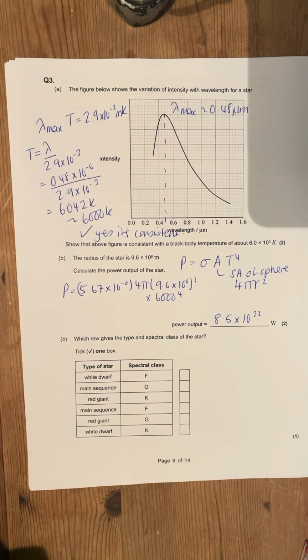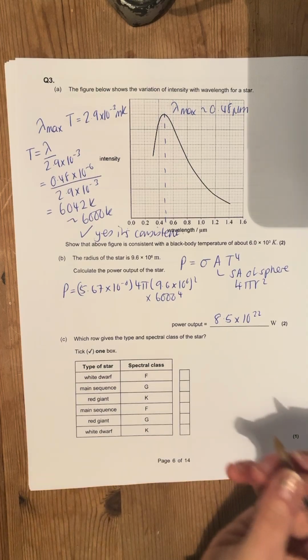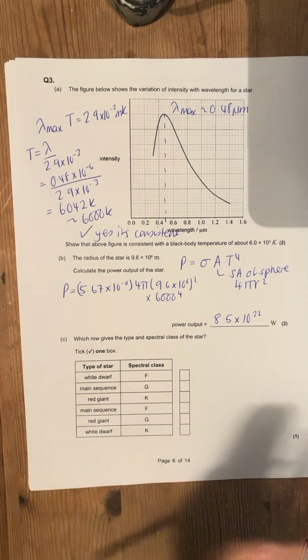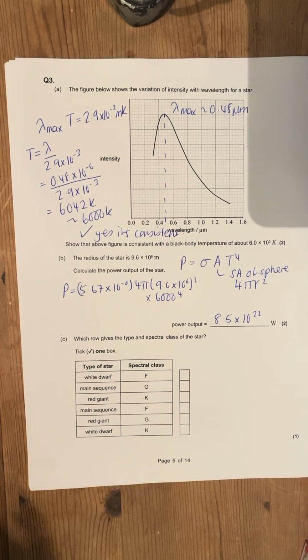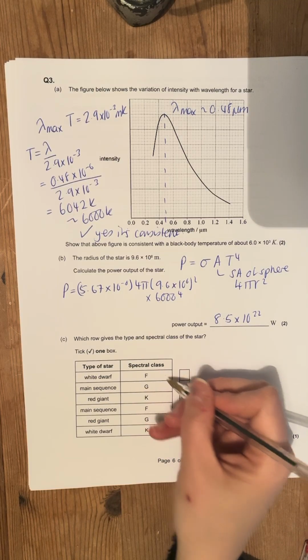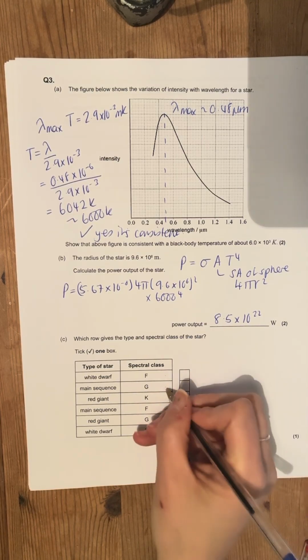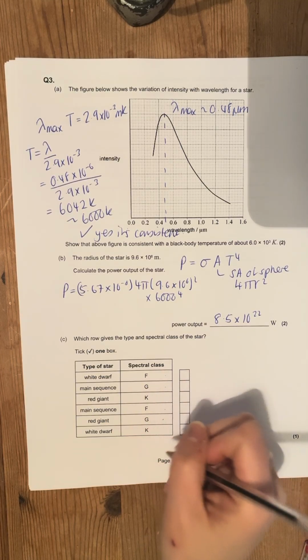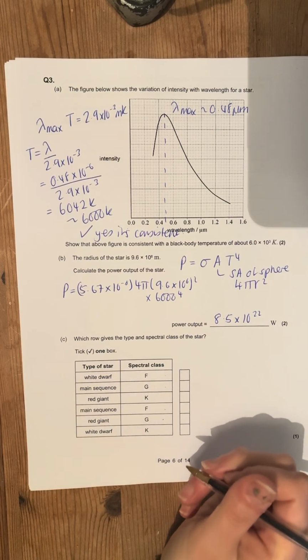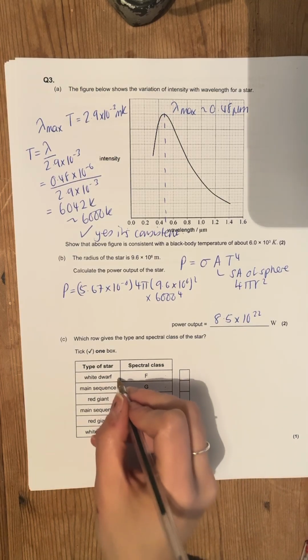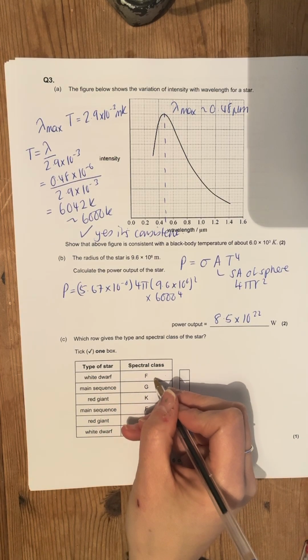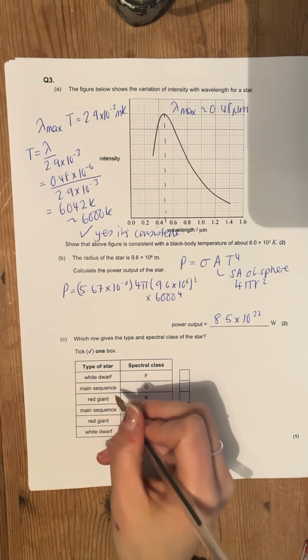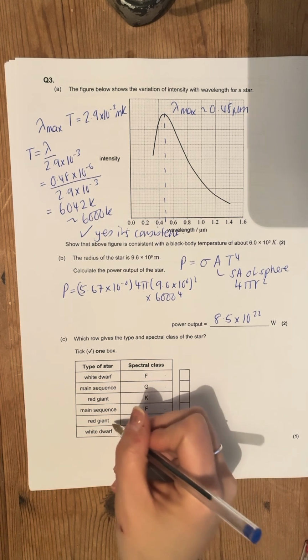C is deceptive. Which row gives the type and spectral class of the star? Now 6,000 is between 2 spectral classes. It's between G and F. It's like the borderline between the two of them. So we have to work out, it could be this one, this one, this one, this one. Most people, myself included originally, just think there's G, it's that. I didn't even see there's another G underneath. I didn't even look at the types of star. So we have to think about, is this a white dwarf, a main sequence or a red giant.